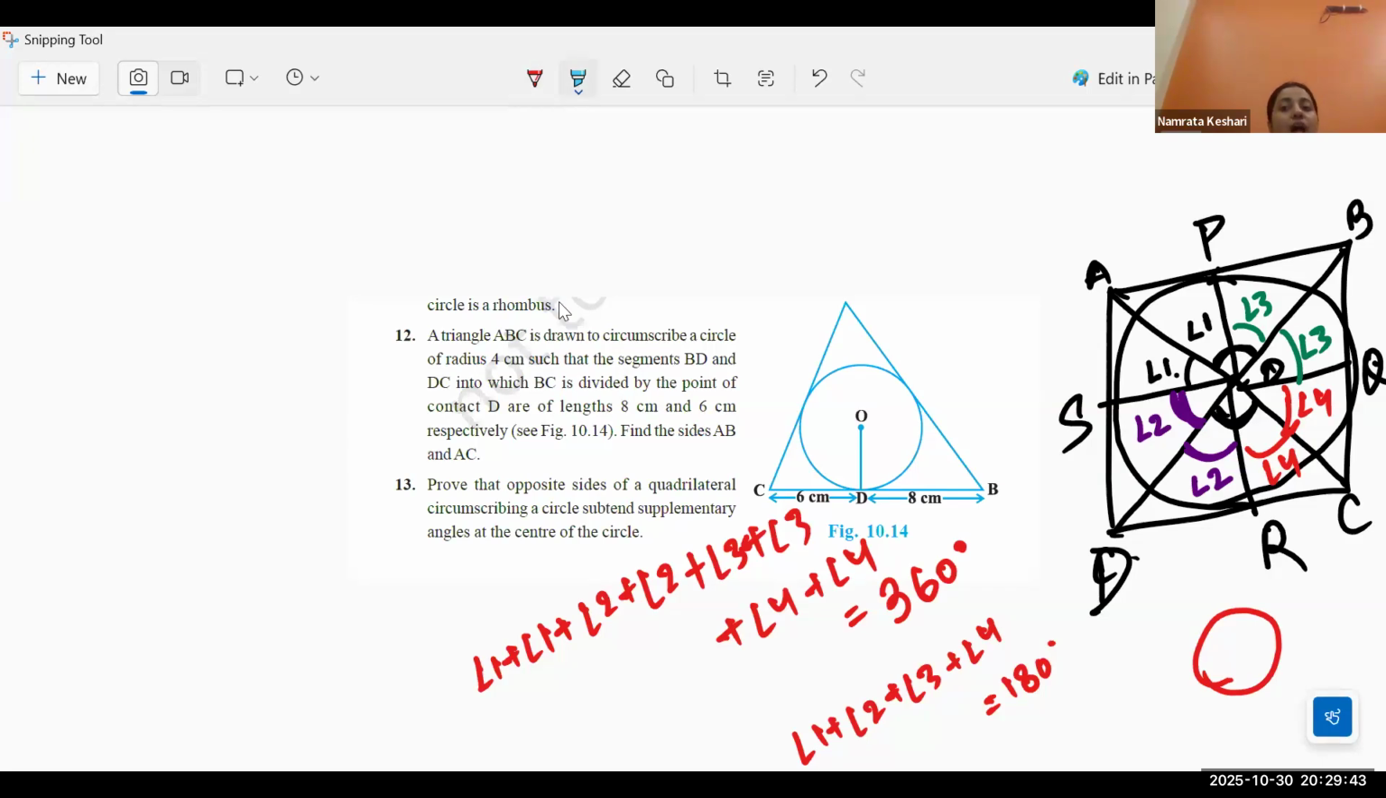If you are wondering how, I told you to focus: angle 1 and angle 3 together are nothing but this angle AOB. Making sense?